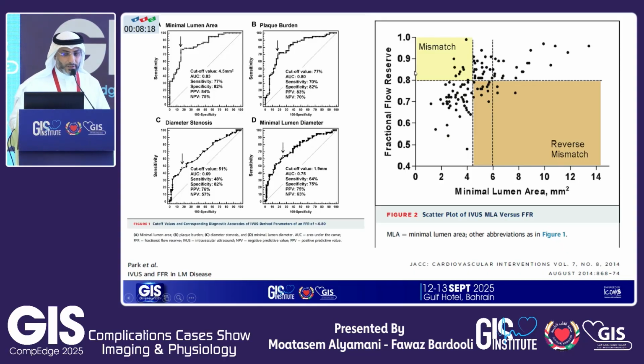And as you can see, even with the MLA cutoff of 4.5, you have a mismatch where you have less than 4.5 with a negative FFR, and you have a reverse mismatch where you have more than 4.5 area but with a positive FFR. So this just shows you how physiology has a lot of issues with lots of variables, as mentioned over and over again in the last talks, with IMR, with the response to adenosine, with tandem lesions, with disease in the daughter vessel. All of these things will affect your physiology assessment. Despite that, it is still something that we can consider.